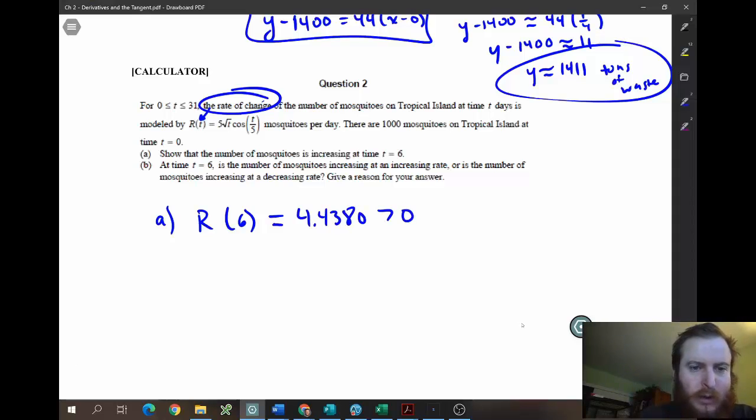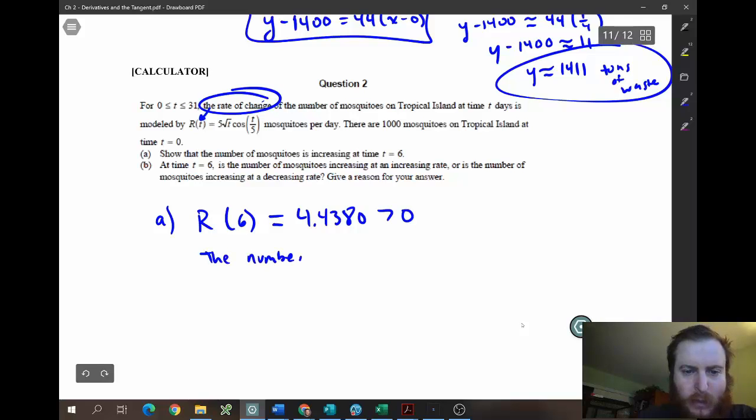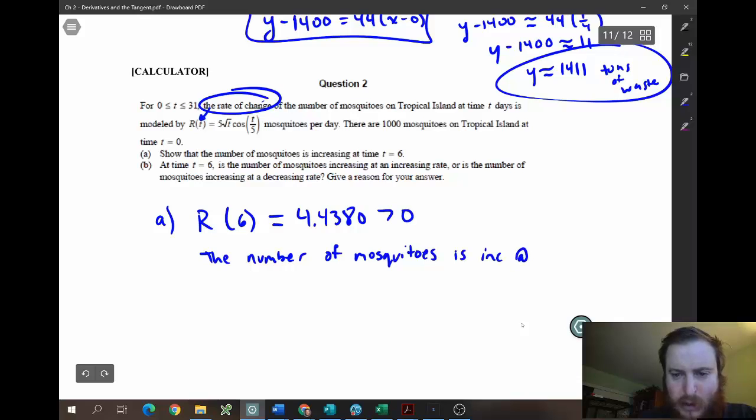So we'd say the number of mosquitoes is increasing at time 6 because R of 6 was greater than 0.